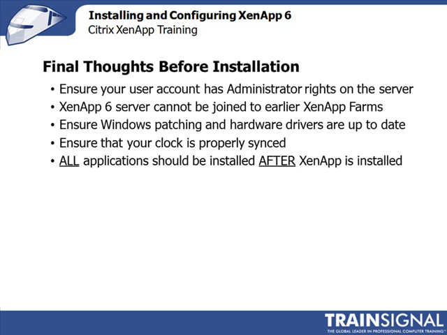XenApp 6 server cannot be joined to earlier XenApp farms. I mentioned this before, but I want to stress this and reiterate it. So if you have XenApp 5, XenApp 4.5, MetaFrame, WinFrame, whatever you have prior to XenApp 6, you cannot have a XenApp 6 farm coexisting with an earlier version of XenApp, and vice versa. So you can't have a XenApp 5 server in your XenApp 6 farm either. So that should be very clear. Citrix is forcing everybody to start fresh with XenApp 6 and not try to upgrade any of the earlier environments.